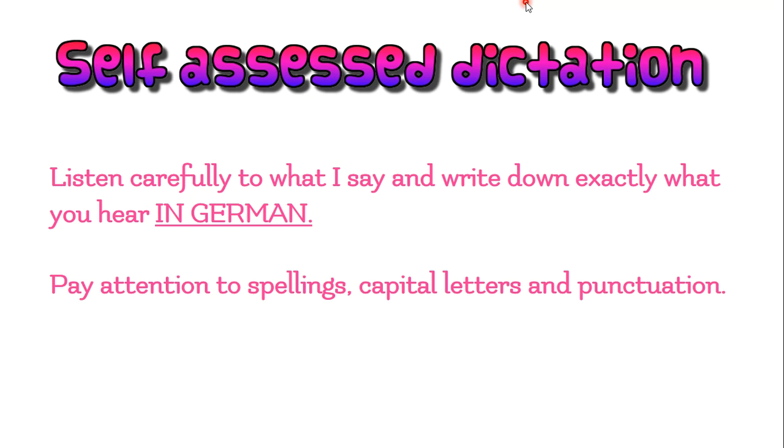Okay, so now I am going to give you the text on the screen in German that you should have written, and you need to get a different coloured pen, and you're going to go through the text that you have just written and you're going to mark it. So every bit right you can tick, and any bits that are incorrect you need to correct. So if you've missed a capital letter, change it into a capital letter in a different colour. If you've missed a word, add it in. If you've missed some punctuation, add it in. If you've got a spelling wrong, write the correct spelling above the word.